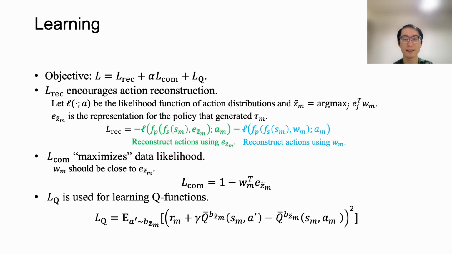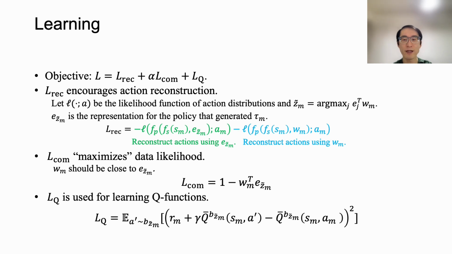Here is the learning objective. It contains three terms. LREC encourages action reconstructions. Let ZM tilde be the posterior estimate of the behavior assignment for the mth trajectory. So, E ZM tilde represents the policy that generates tau m. The term shown in green encourages reconstructing actions in the mth trajectory using this vector. The term shown in blue is one key of our quantized variational inference. This term encourages Wm to reconstruct actions, which makes it a valid representation for trajectories.